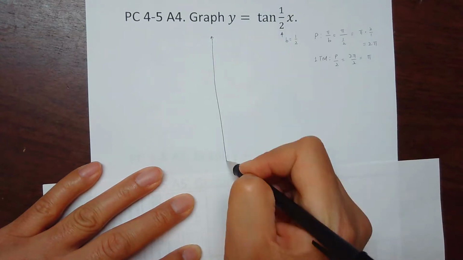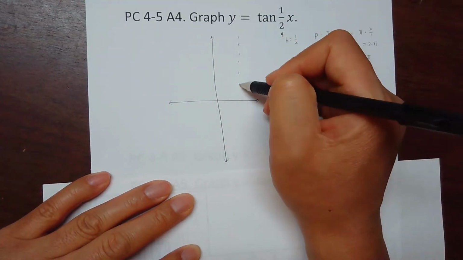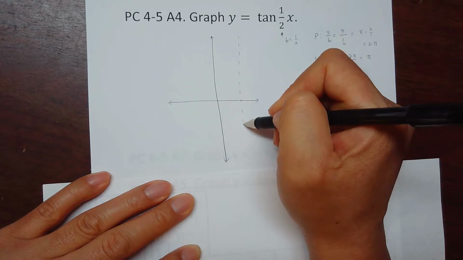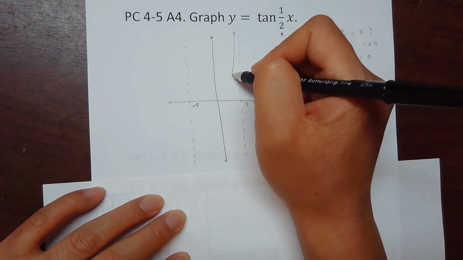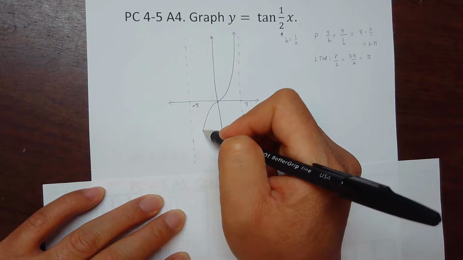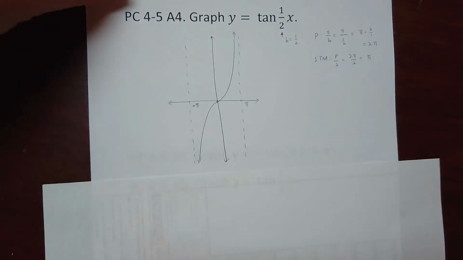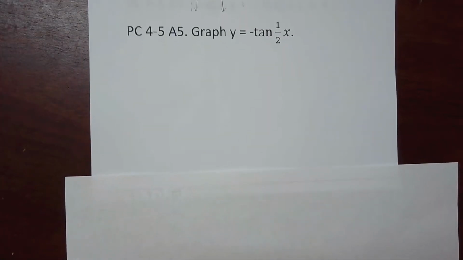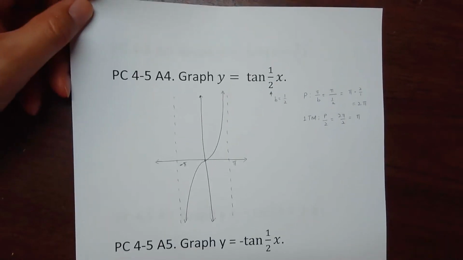So graphing it should be fairly simple from here. You go 1 tick mark to the right, that's going to be valuable. 1 tick mark will be pi. Here it will be minus pi. The graph would look something like this, passing through the origin. Okay, we just graphed tangent 1/2 x.